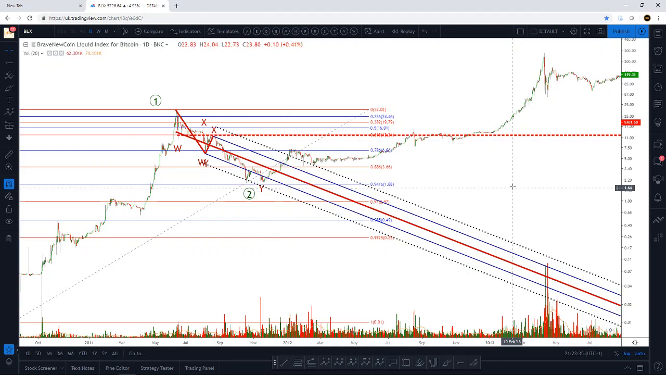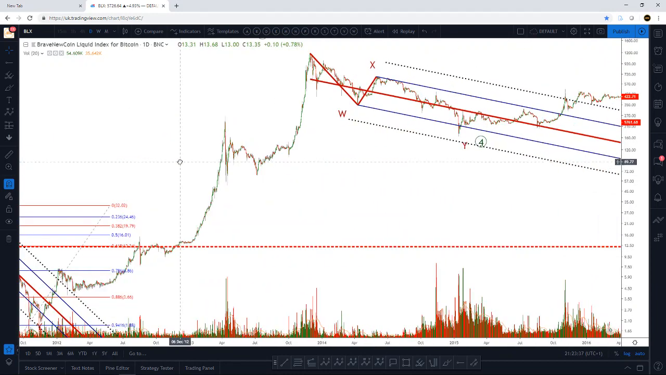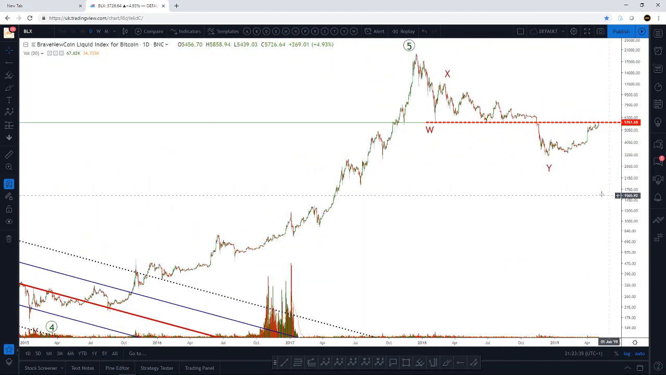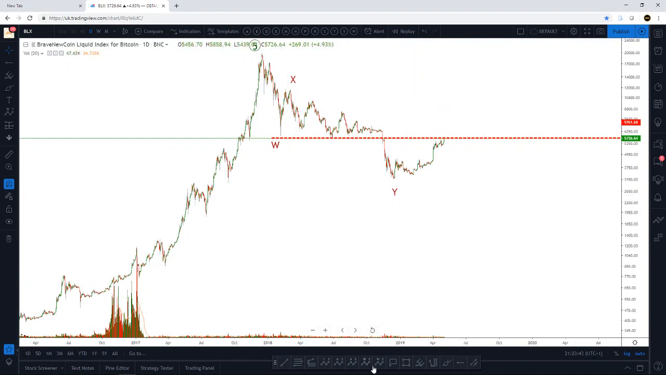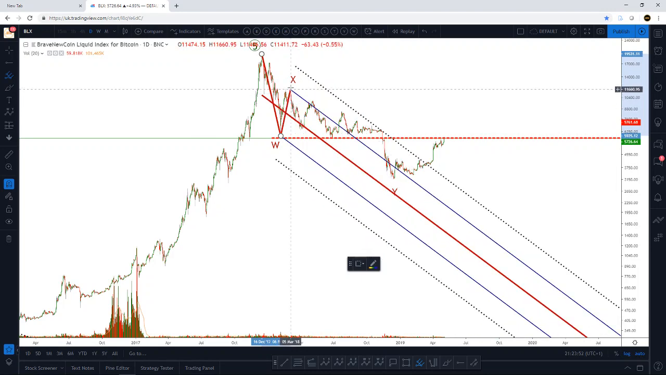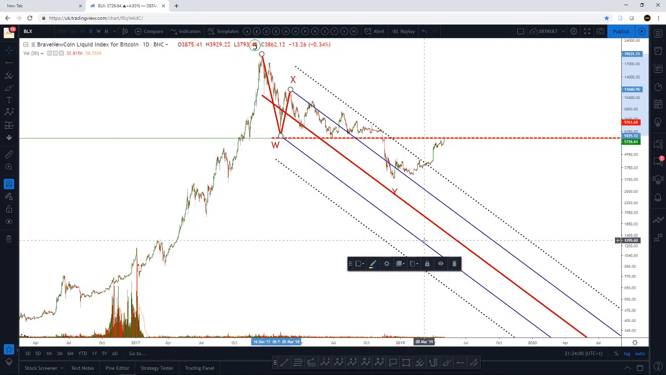And now Bitcoin, at present, there's an argument that it's broken above its warning line. However, I'm still giving it a chance to show me whether it's going to come back further down. So this, obviously, if this was the correct count, then it's certainly broken out of that.